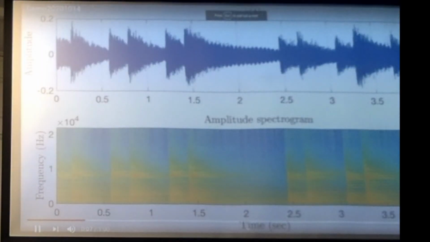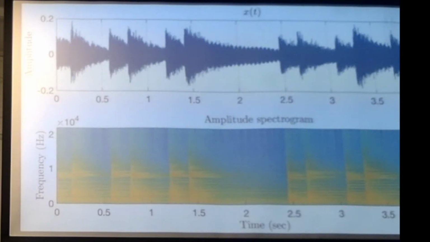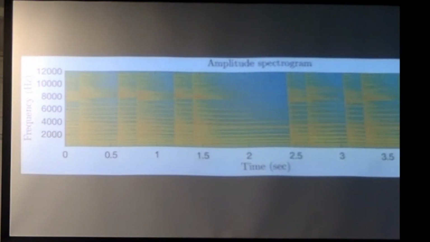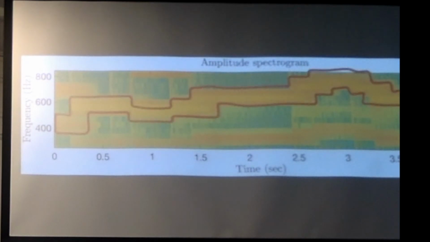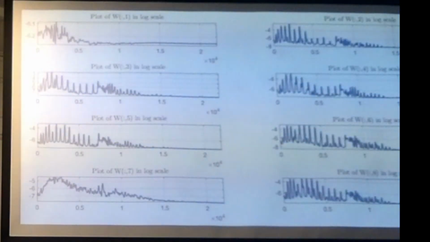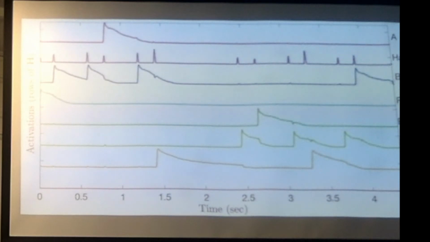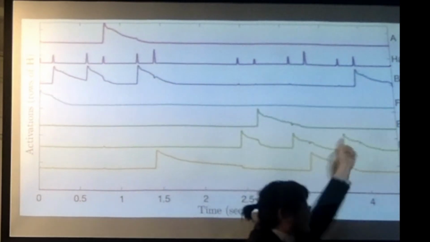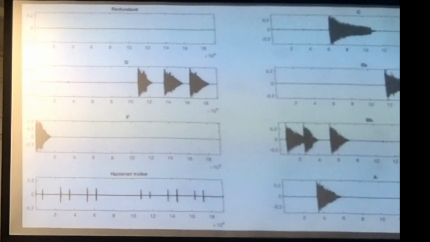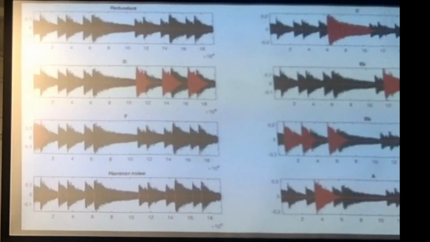So this is the signal in the time domain and time-frequency domain. This is the spectrum, and I zoom in. You can already see the pattern: go up, go down, go up. And then you do NMF. This is the result of NMF, this is the decomposition. You see, it matches perfectly. So these are the estimated sources.